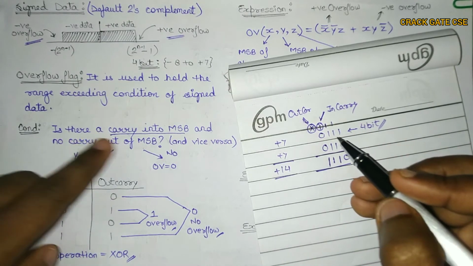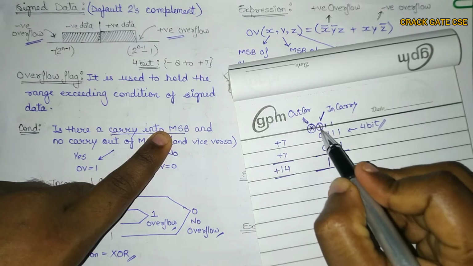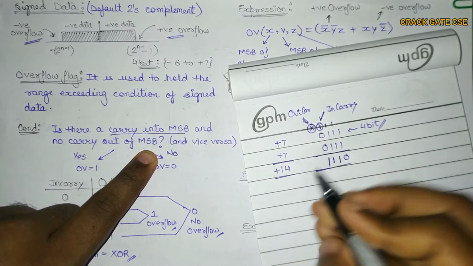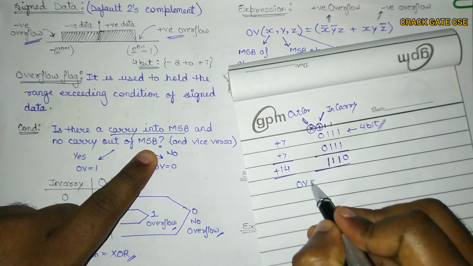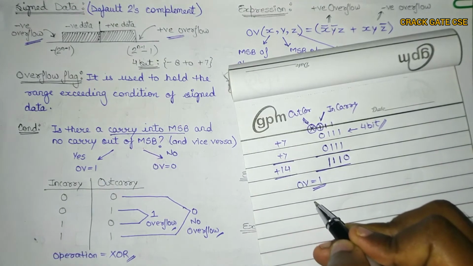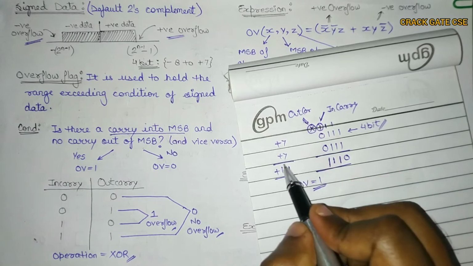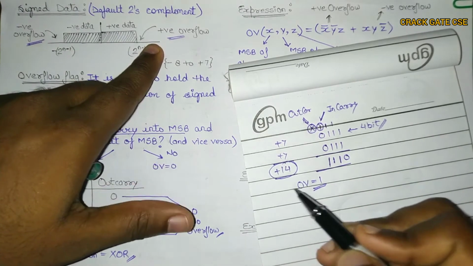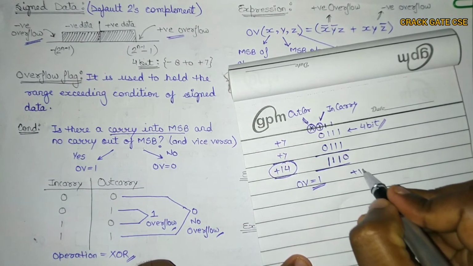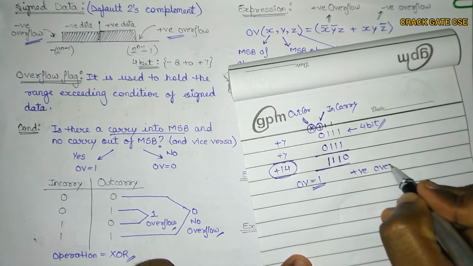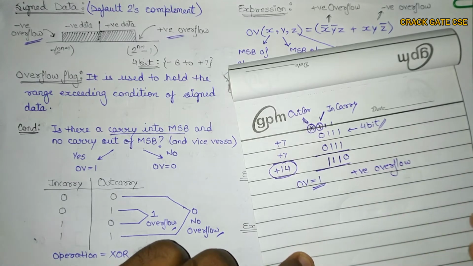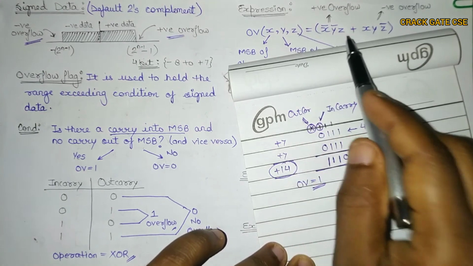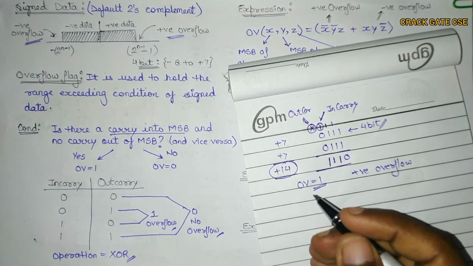So is there a carry into MSB? Yes, there is a carry into MSB. And no carry out of MSB? Yes, no carry out of MSB. That means there is an overflow. So overflow is set to 1, right? Now here you can see that the value is plus 14, which is somewhere here. So we can consider it as positive overflow. How we can know that this is positive overflow will be explained using this particular expression. Just wait for a while, right?